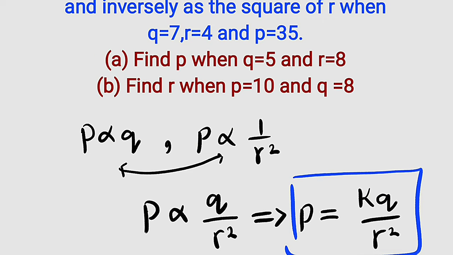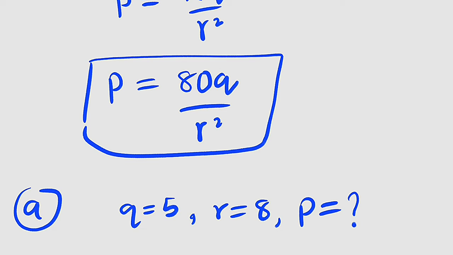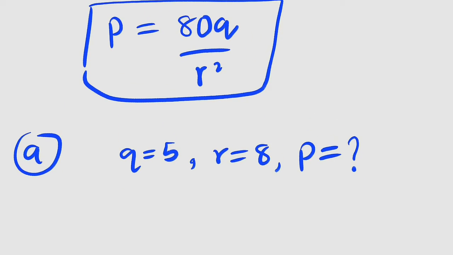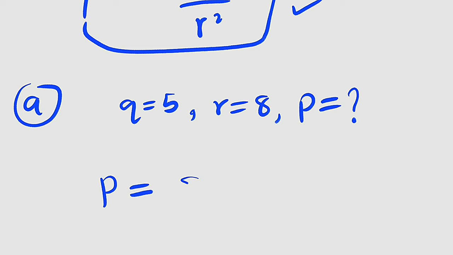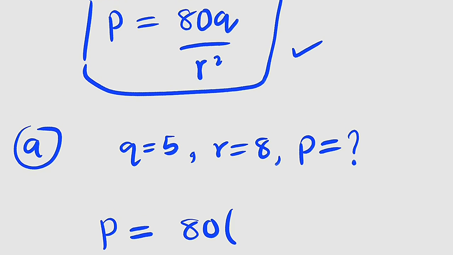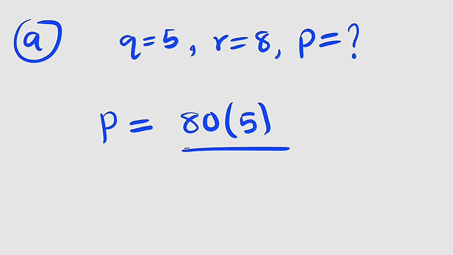We are asked to find P when Q is 5 and R is 8. When Q is 5 and R is 8, we are looking for P. All we have to do is to substitute Q and R in this relationship. Therefore, P will be equal to 80 multiplied by what? Q, and Q is 5. You divide by R squared, but R is 8, so we have 8 squared. 80 multiplied by 5 is going to give us 400, and 8 squared is 64.